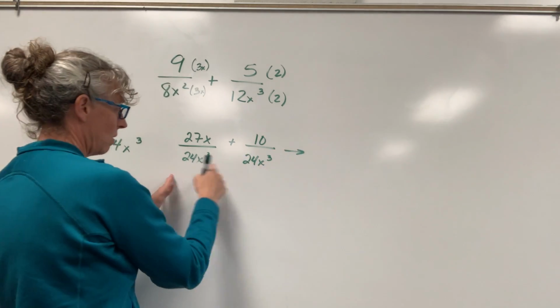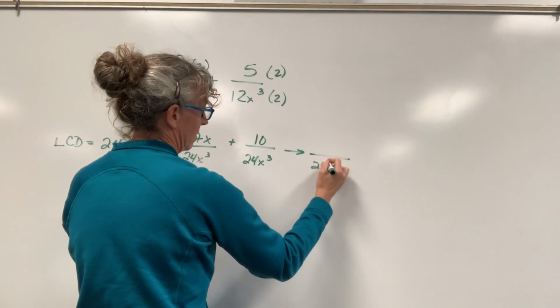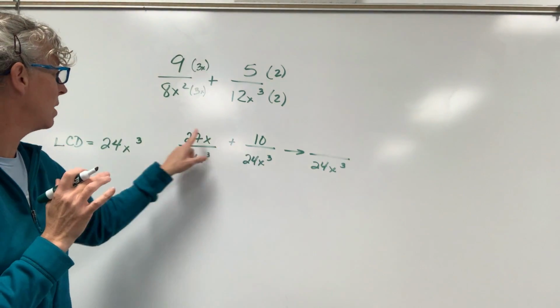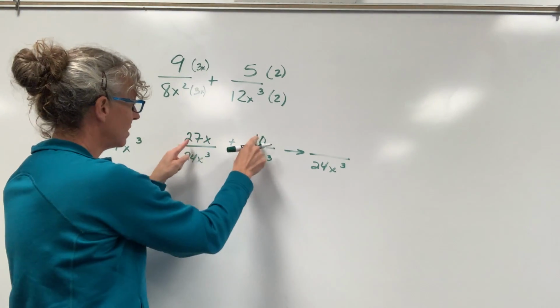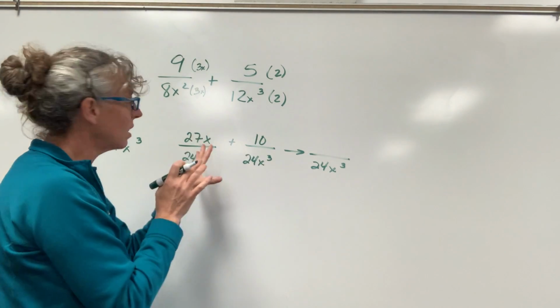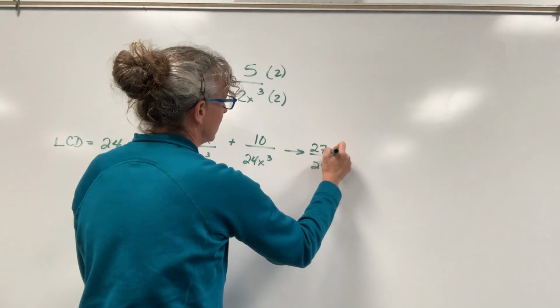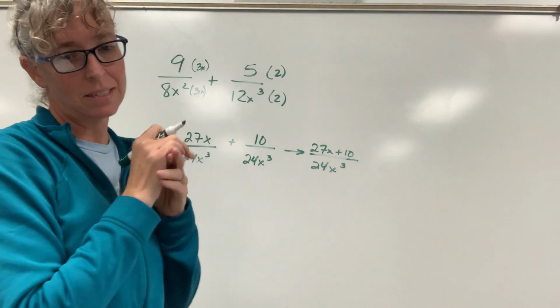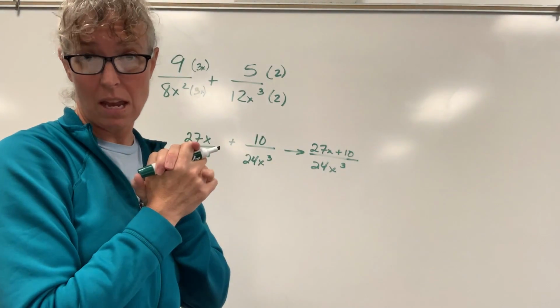Okay, now our common denominator is there on the bottom. We can just slide it over, and we're going to go ahead and add the top. 27x plus 10. Are these like terms here? This one has an x, this one does not. So they're not like terms, so we cannot add them together. So we can simply leave it like that, 27x plus 10. And that's as simplified as it can get.